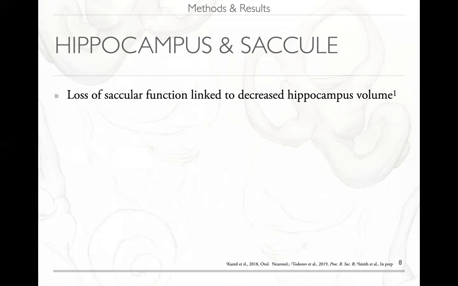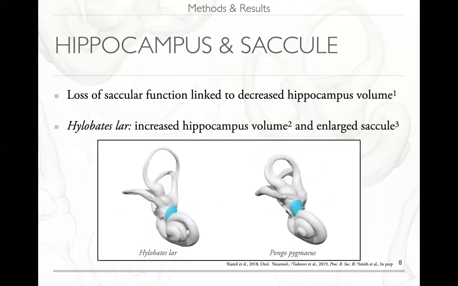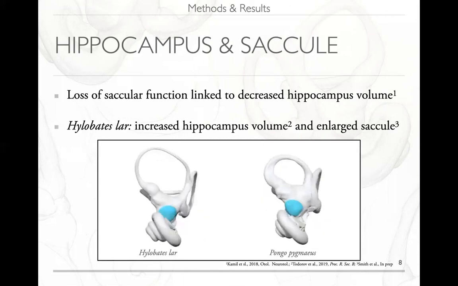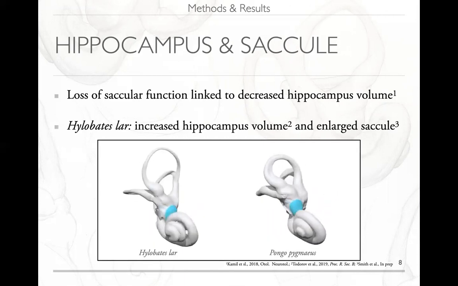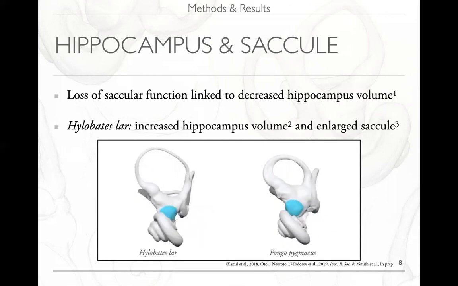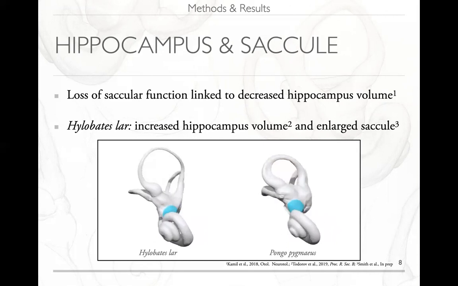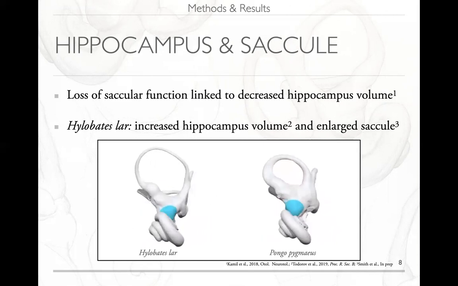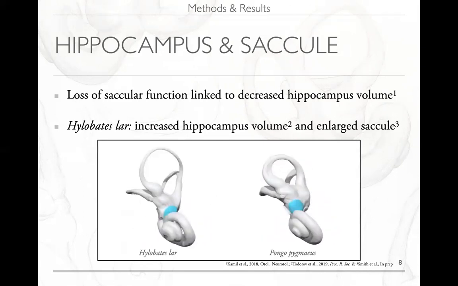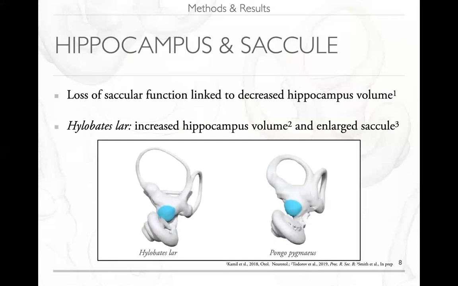My preliminary observations of Hylobates also suggest the spherical recess, shown here highlighted in blue on the bony labyrinths, is also enlarged relative to the rest of the bony vestibule. Here you can see a comparison between Hylobates lar and Pongo pygmaeus. This is intriguing as both the saccule and hippocampus play an essential role in spatial memory.